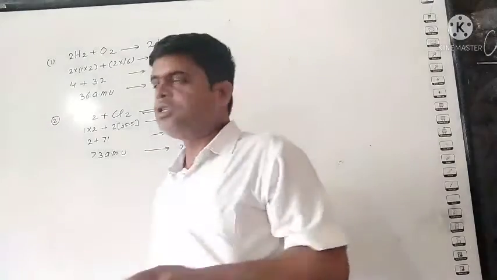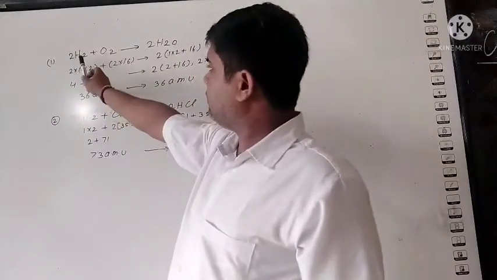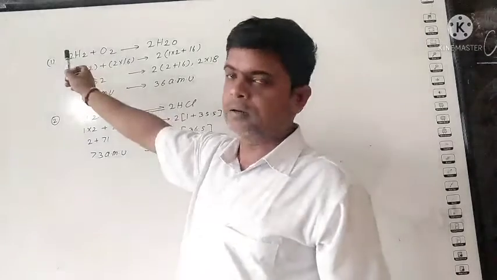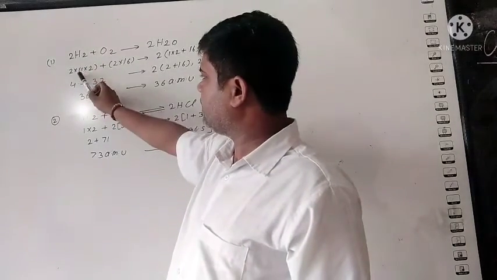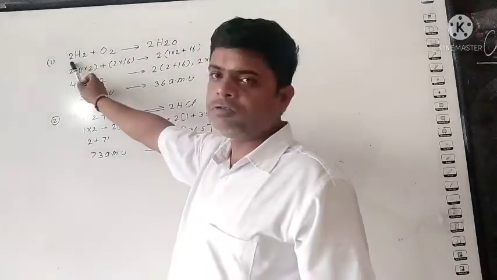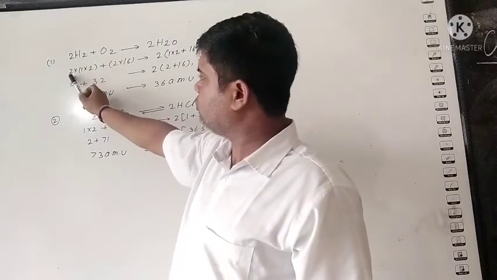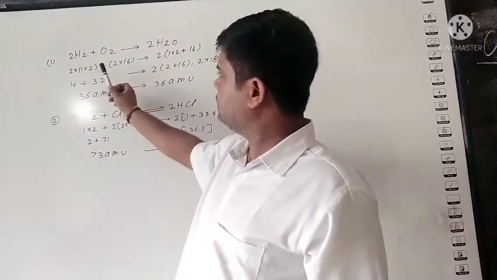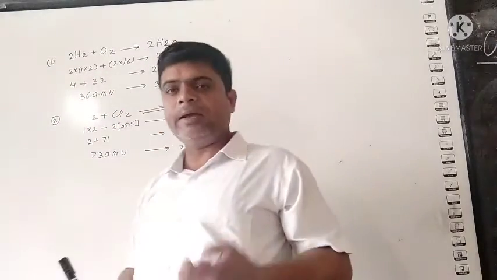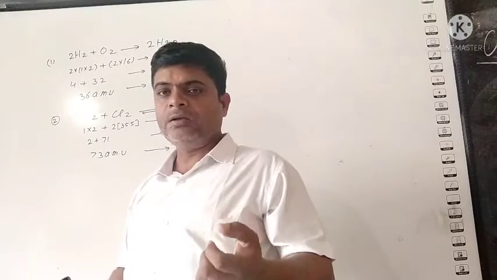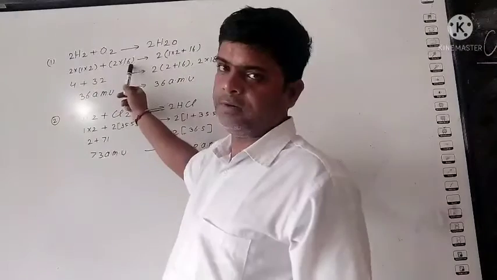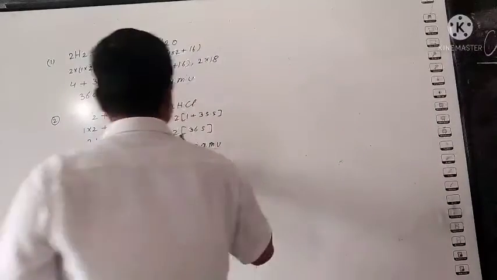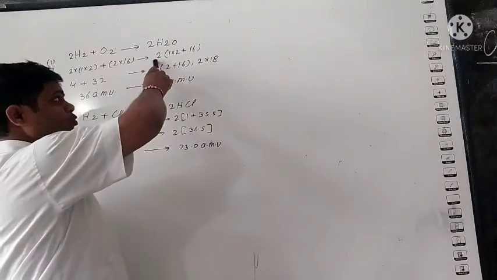How will you prove it? See, what is the mass of hydrogen? 1. How many hydrogen atoms? 2. Make a bracket, 1 into 2, and write 2 outside of the bracket. See, oxygen, atomic number 8, mass 16. How many oxygen atoms? 2 oxygen atoms. So 2 into 16. Clear?